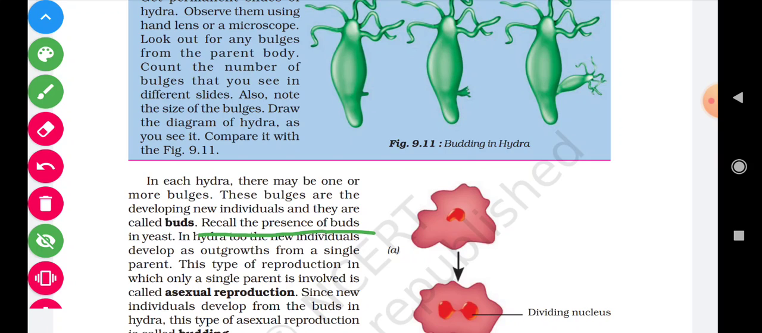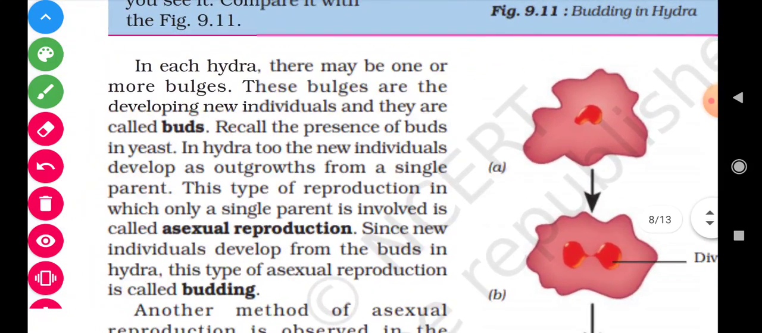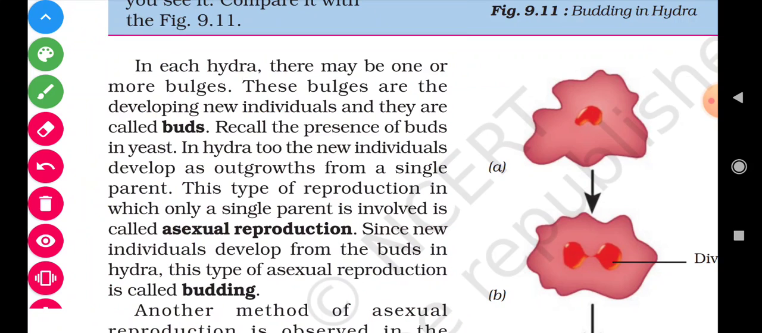Recall the presence of buds in yeast. In Hydra, too, the new individuals develop as outgrowths from a single parent. This type of reproduction in which only a single parent is involved is called asexual reproduction. Try to understand, student. There is only a single parent present in this type of reproduction. Means only one organism is there to reproduce by itself.